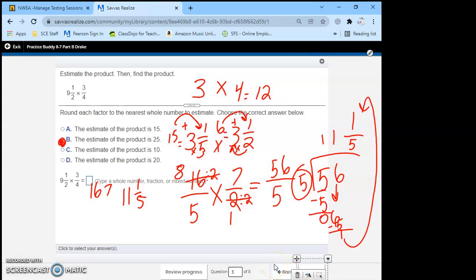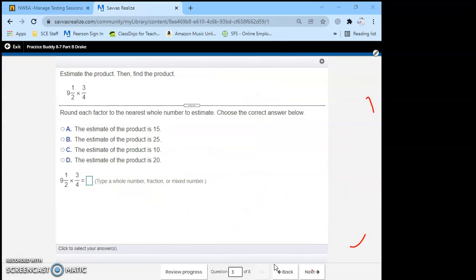Question 3, same thing. I'm going to move a little bit faster. Estimate 9.5. Well, 9.5 is already there, so that is going to round up to 10. Estimate 3/4. Half of 4 is 2. We have 3 pieces, so we're going to round up to 1. 10 times 1 is 10. So now we're going to do 9.5 times 3/4.